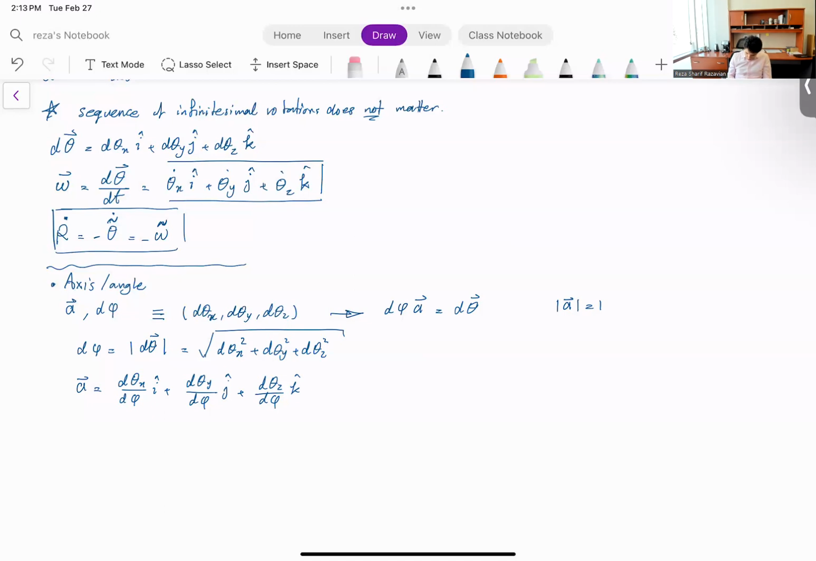And going from this top equation that I had, d theta is d phi times a divided by dt. So what you get is omega, which is d theta over dt. It equals d phi over dt times a, which is phi dot times a. Let me try to box these.